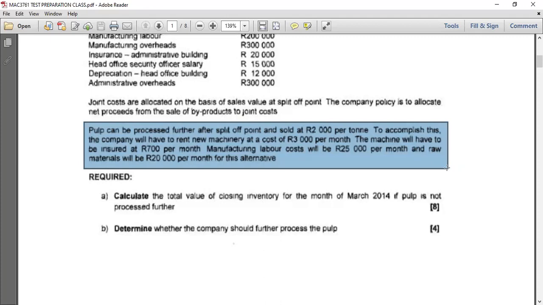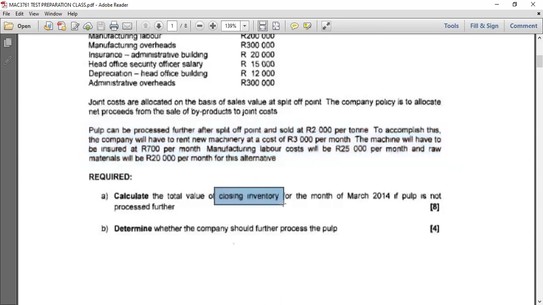Right. Now, they want us to calculate the total value of closing inventory for the month of March if pulp is not processed further. So we're going to ignore that passage that I've highlighted, because they said if pulp is not processed further. Now they want the value of closing inventory. Now you are in the exam or test.